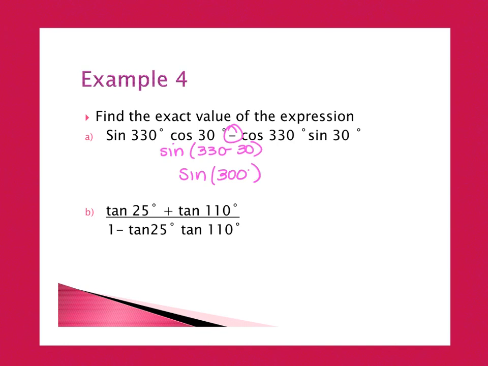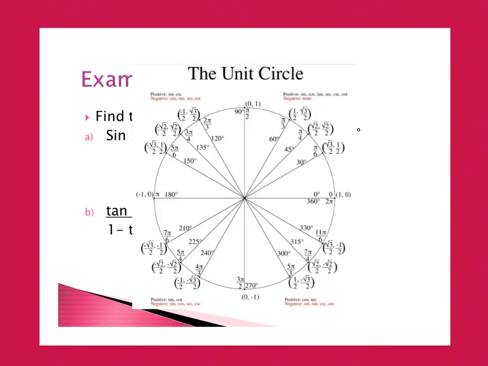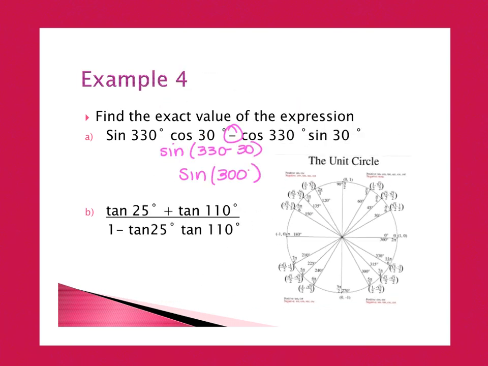Again, you can look at your unit circle. Go to where it's 300, and the sine there, which is the y, is negative root 3 over 2.